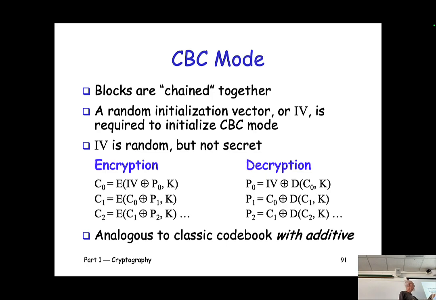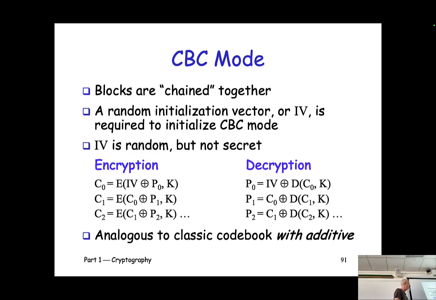Now, for this particular mode, we need an initialization vector, an IV, which is the same size as a block of plain text or ciphertext, and it plays the role of ciphertext, so it's not secret. Alice will generate the IV, use it, and send it to Bob, so Bob knows what the IV is. It's like the additive: you would tell the other guy where to start in the additive book. So we send that along with the message so they can get the whole process started.